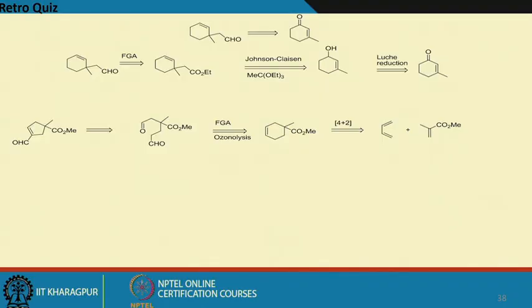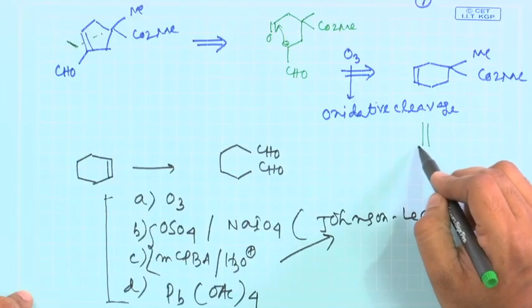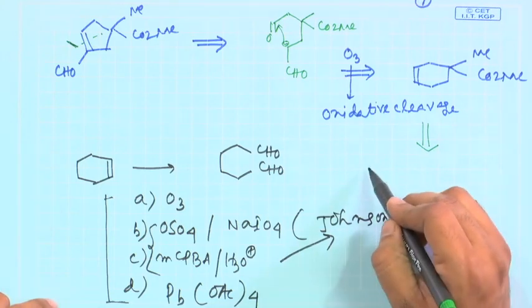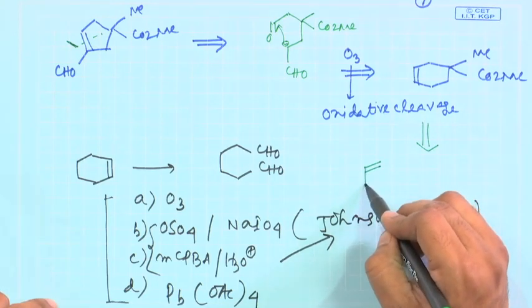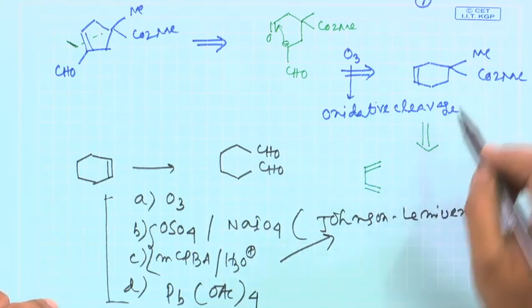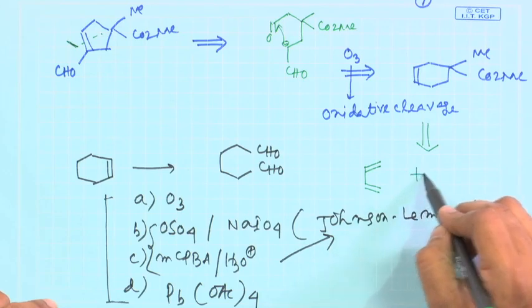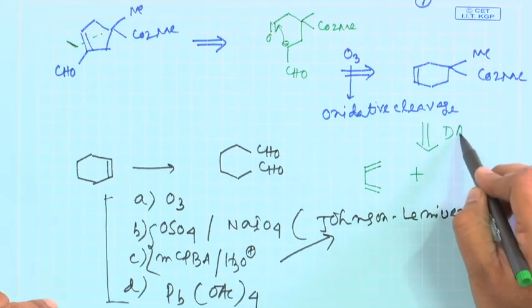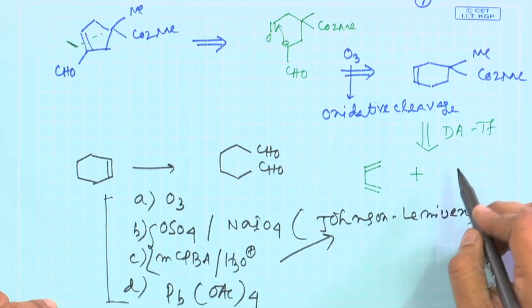Okay. So, now you are here. Now, what will be the next retro, the further retro? We have already shown it in the slide. The next retro is basically simplifying it by a 4 plus 2 Diels-Alder cycloaddition, or Diels-Alder transformation.